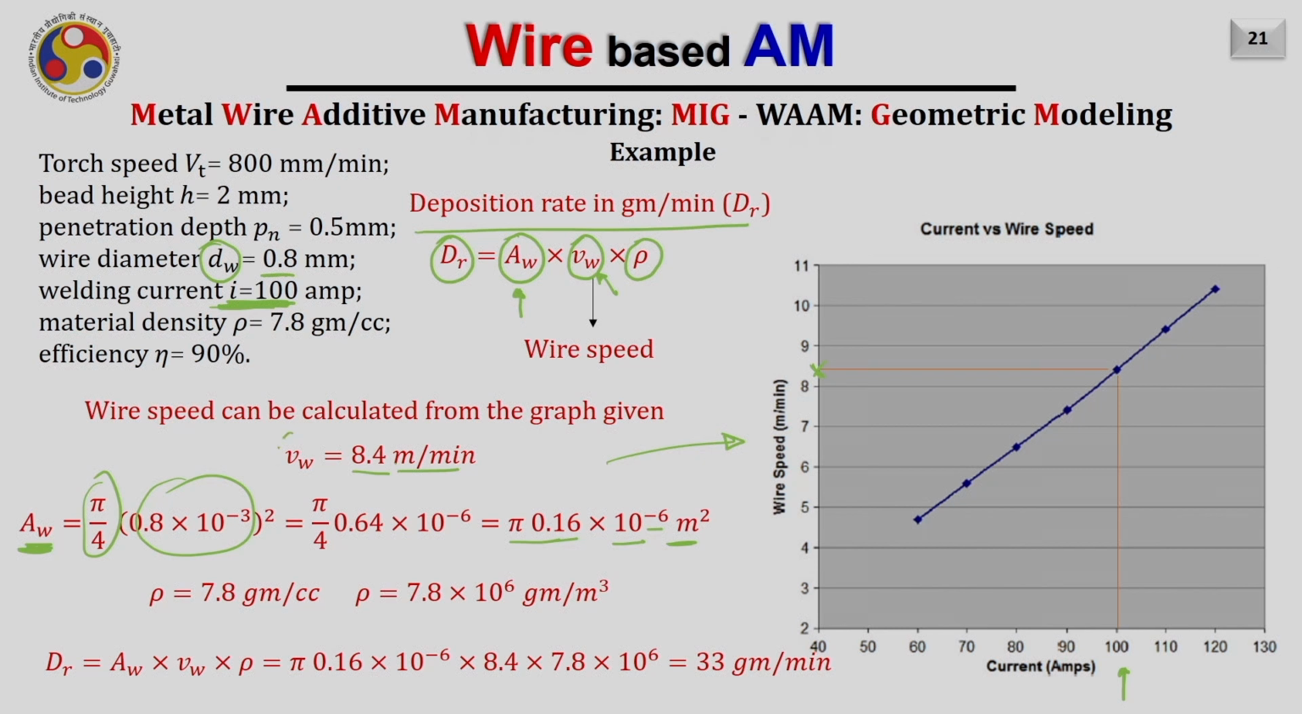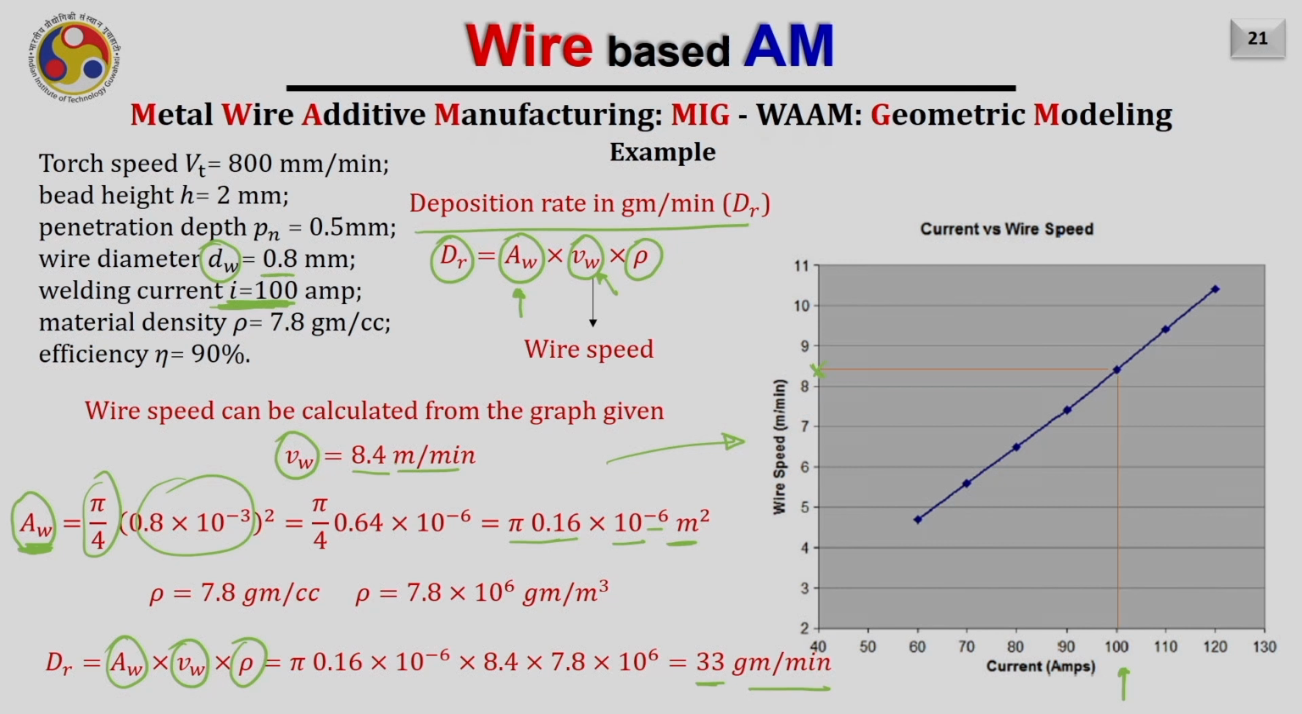So once I know the velocity of the wire and the cross sectional area of the wire, I can easily find out the deposition rate. The deposition rate will be equal to the area of the wire into the velocity of the wire into the density. As a result, after solving this, we are getting 33 gram per minute.